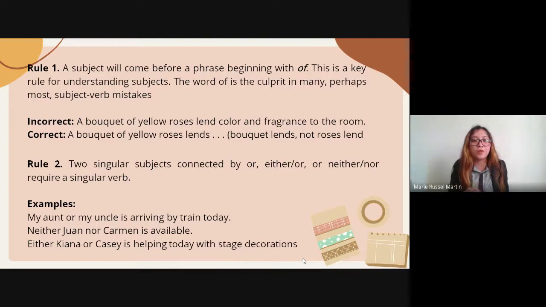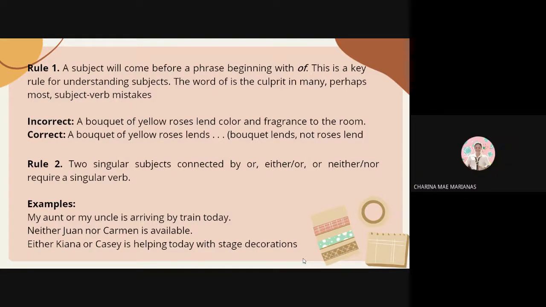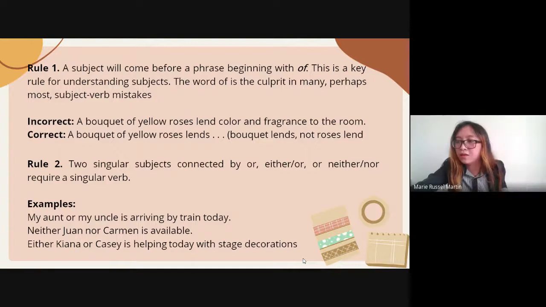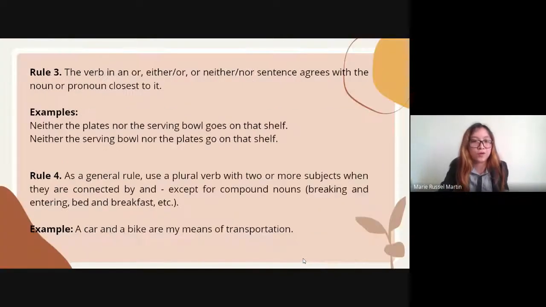So from the example, two singular subjects connected by either or neither nor, require a singular verb. So that's pretty much straightforward. Do you have any more questions about rule number 2? None, ma'am. All right. Seems pretty clear. Let's move on to rule number 3. I need someone who will read rule number 3 and its example. Dominic, can you please read?